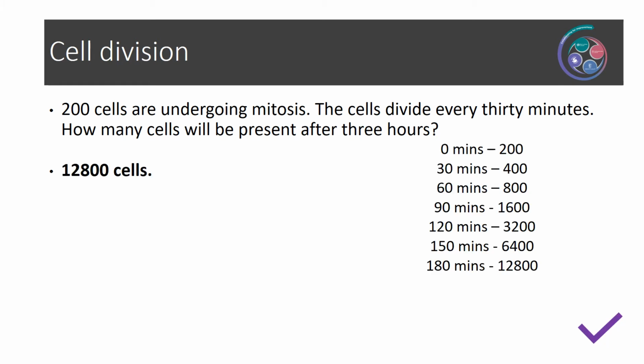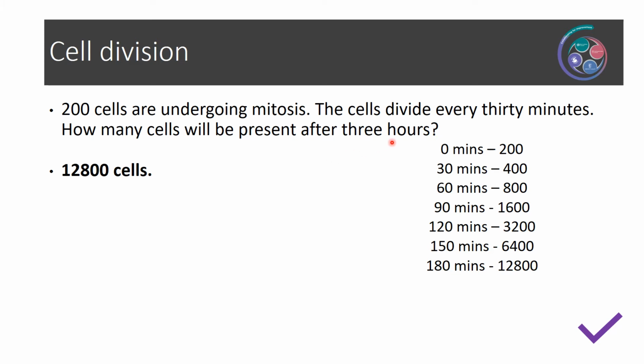Okay, so taking the information that the question has given me, I have said that at 0 minutes there are 200 cells. So 0 minutes, 200 cells, because that's what the question tells me. The question's also told me that every 30 minutes the cells divide. So after 30 minutes, these 200 become 400. We need to find out up until 3 hours.